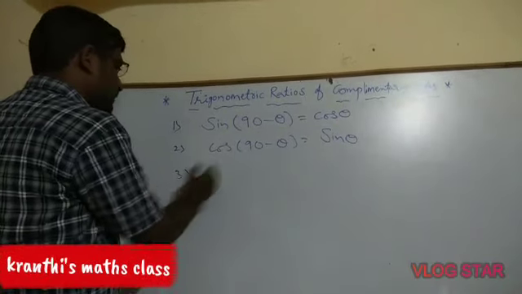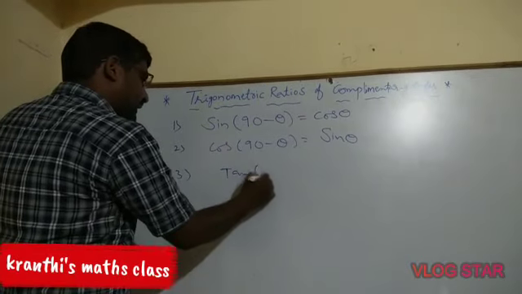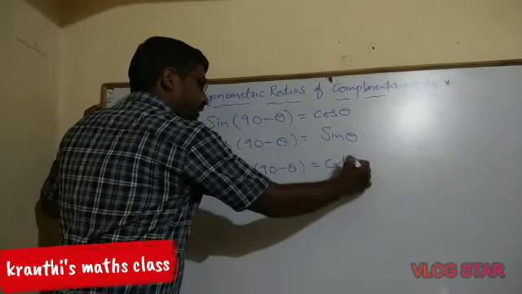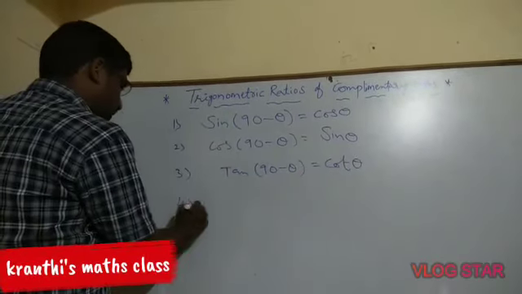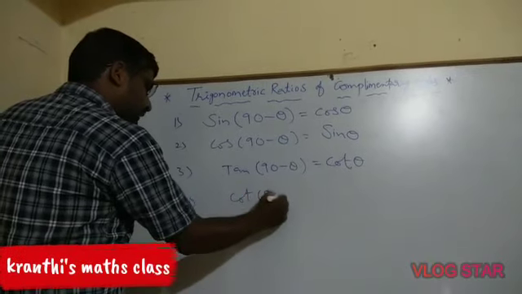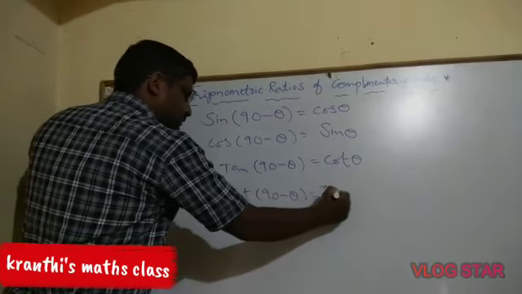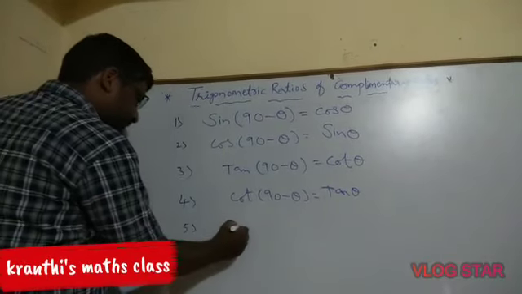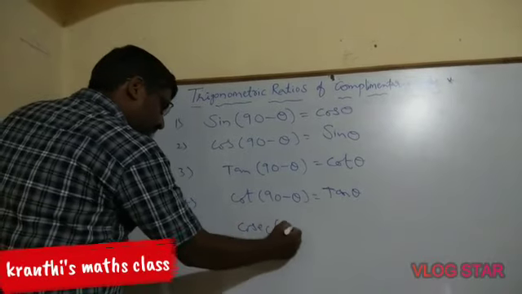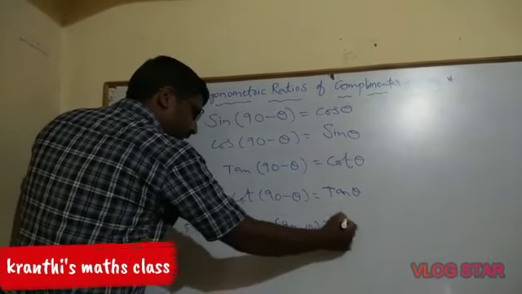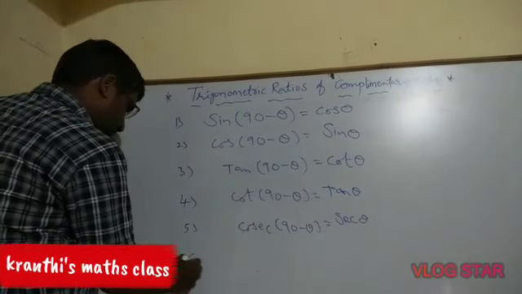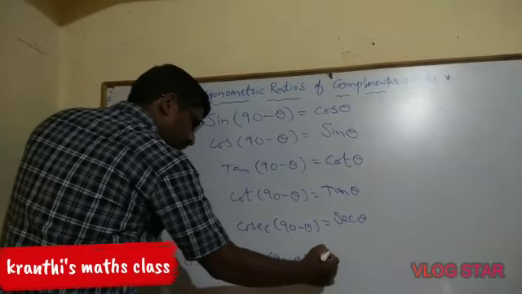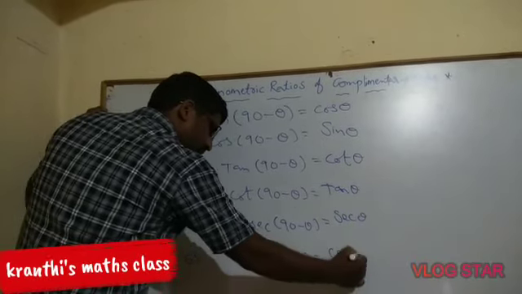Next, third, tan of 90 minus theta is cot theta. In the same way, cot of 90 minus theta is equal to tan theta. Next, cosec of 90 minus theta is sec theta. And the last one, sixth, sec of 90 minus theta is cosec theta.